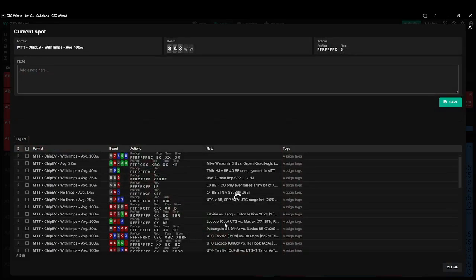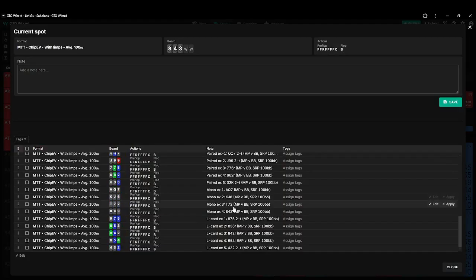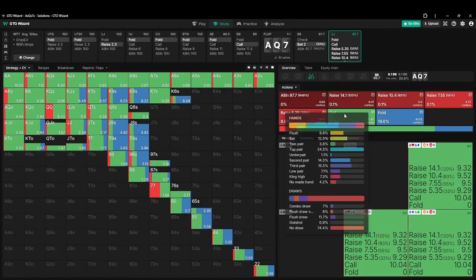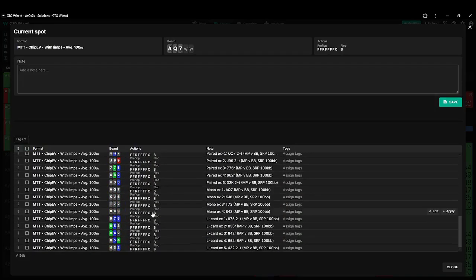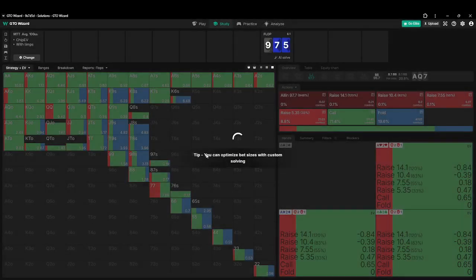So that's all the breakdown of the monotone flops, and we're seeing some interesting heuristics. It makes sense that with the lower cards we're raising a bit less, and with the higher cards we're actually also raising a bit less. It's interesting how it seems to be more the cards in the middle where we have more of a raising range on a monotone flop, which is an interesting concept in itself. Not one that would be immediately obvious, just thinking from a human point of view.